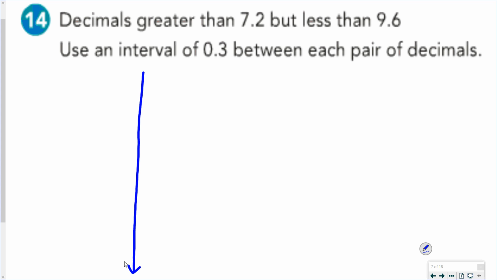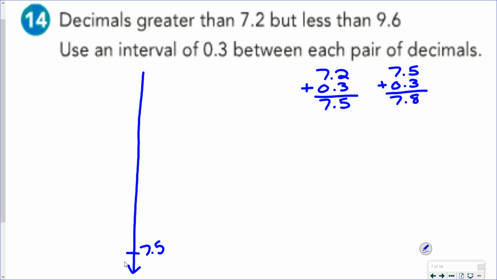And since I want to be greater than 7 and 2/10, I'm going to take 7 and 2/10 and add 3/10 to it. Very similar to what I did in the previous problem. And that's going to give me 7 and 5/10. And just like in the previous one where I added 4/10, this time I'm going to add 3/10 to the previous value. So that would give me 7 and 8/10. And I would add 3/10 again to get 8 and 1/10.